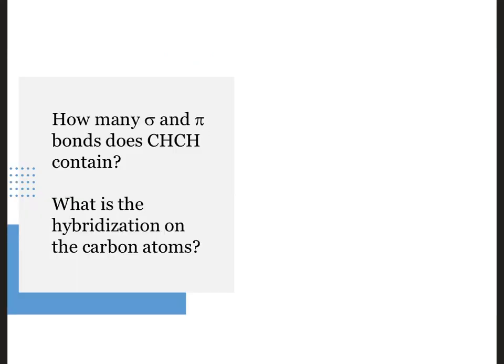All right, so how many sigma and pi bonds does the molecule CHCH contain? That's our old pal ethyne. All right, so if we count these up, we have 1, 2, 3 sigma bonds. And then each triple bond is made up of 1, 2 pi bonds.